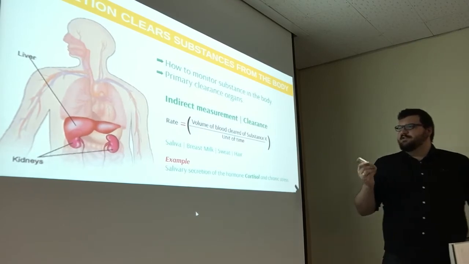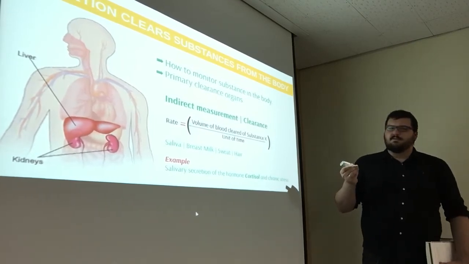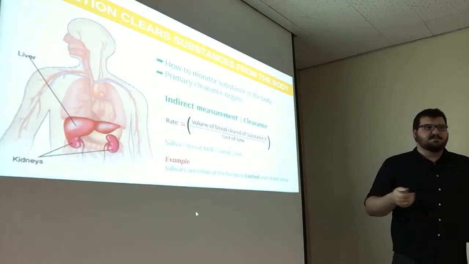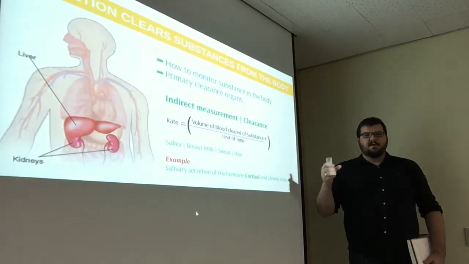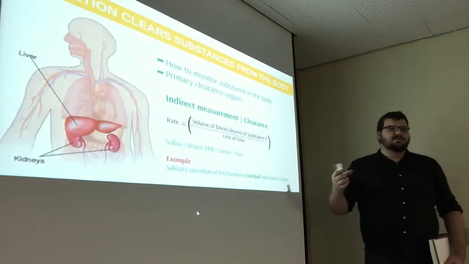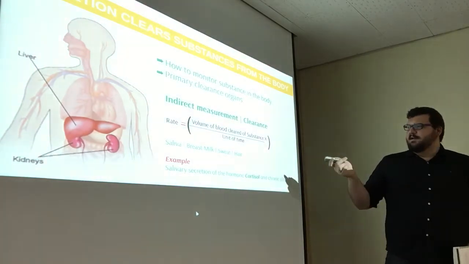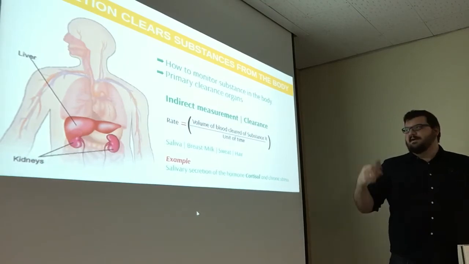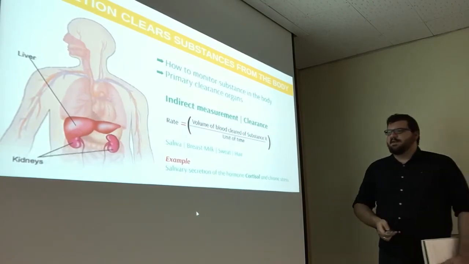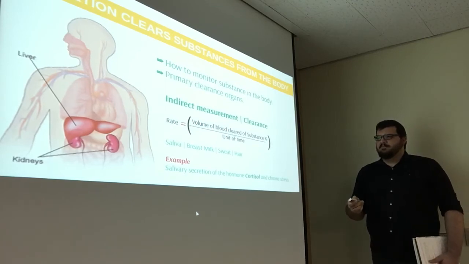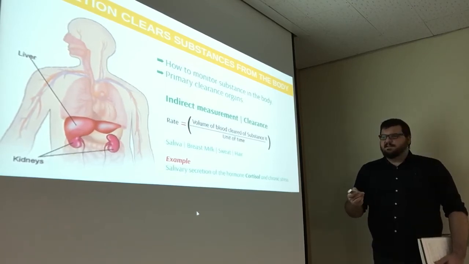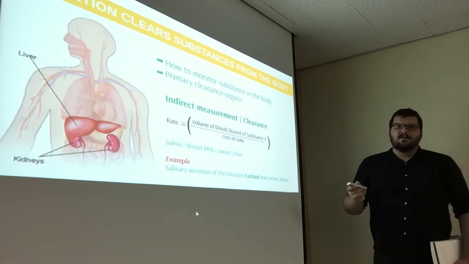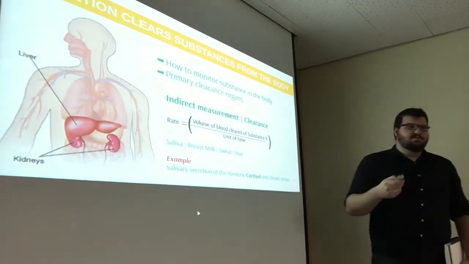There is an indirect measurement, the clearance, that's the rate you can calculate. It is the volume of blood cleared of a substance. So you take a sample of blood and see how long the substance takes to disappear from your blood, so it's per unit of time. It's a kind of measurement that you can do. You can do this with saliva, breast milk, sweat, and hair. These are elements that have already passed through this process. Okay.